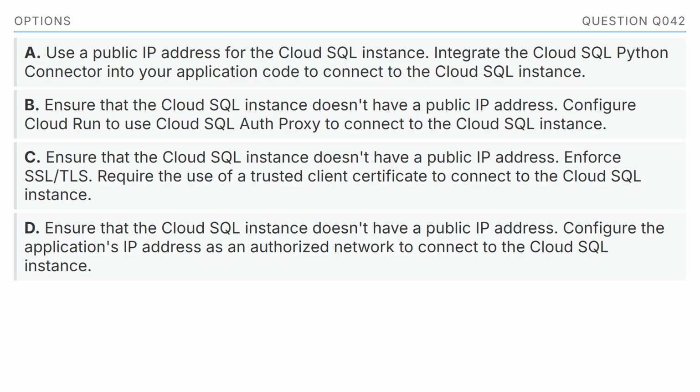Option C, ensure that the Cloud SQL instance doesn't have a public IP address. Enforce SSL/TLS. Require the use of a trusted client certificate to connect to the Cloud SQL instance. Option D, ensure that the Cloud SQL instance doesn't have a public IP address. Configure the application's IP address as an authorized network to connect to the Cloud SQL instance.